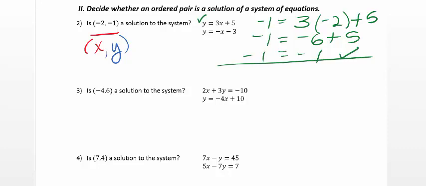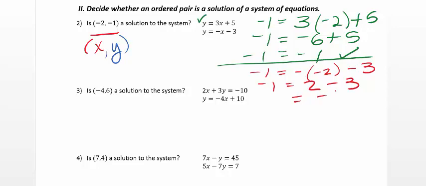So now we're going to plug it into the second equation. Negative 1 equal to a negative x minus 3. So we want to plug in for x a negative 2. Negative 1 equal to, and then a negative times a negative is a positive. That's going to be a positive 2 minus 3. And then 2 minus 3 is negative 1. So negative 1 does equal negative 1. That's a true statement. Therefore, negative 2, negative 1 is a solution to the system because it worked in both equations. So we say yes.